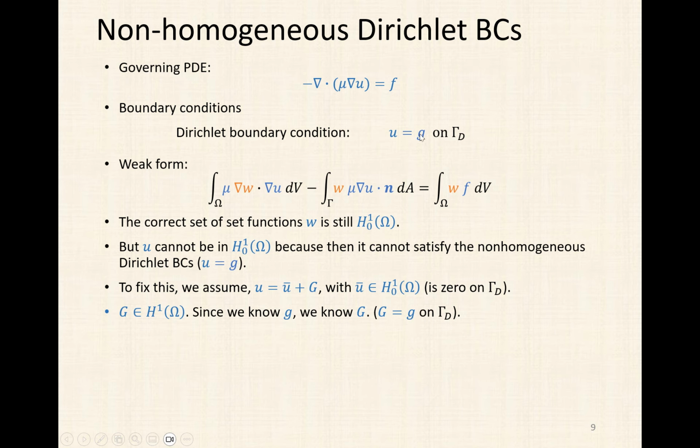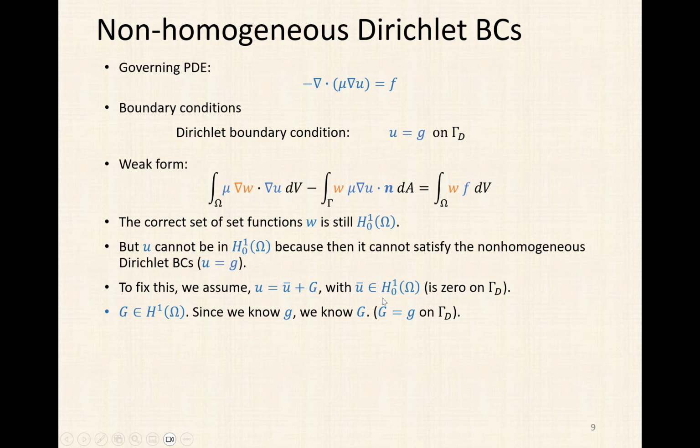Now, from the given function g, we can discretize it and calculate capital G. And once we find the solution u bar such that it is 0 on the boundary, we add u bar and G, and we get the solution for this PDE satisfying this boundary condition. It is a small tweak, but this is what makes it powerful.